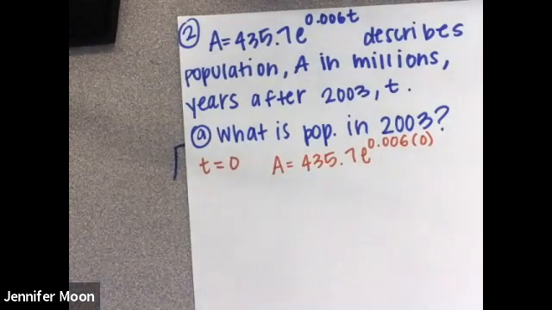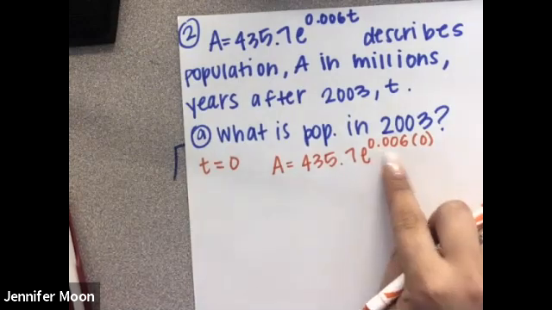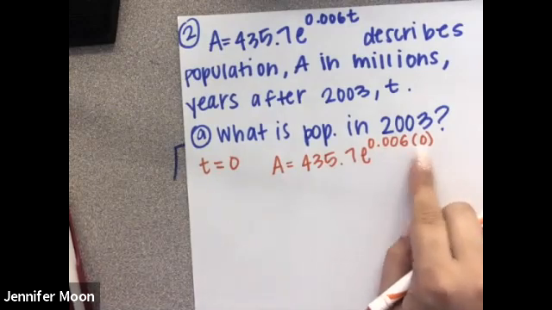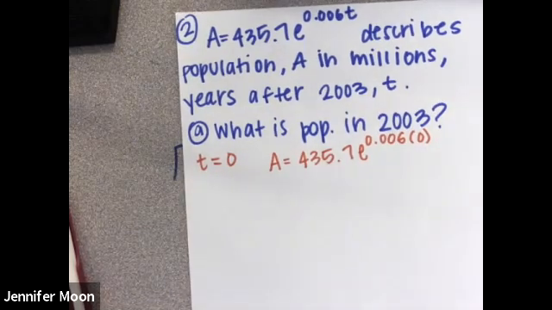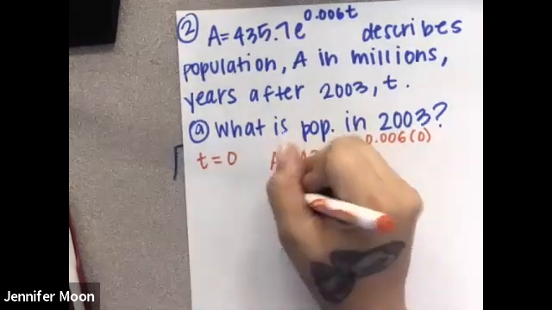Y'all can't see my calculator, so I'm going to have to solve some stuff up here. But I recommend, right, order of operations: let's work within the exponent and evaluate that exponent, and then you could do the multiplication. So right now I'm wanting to know what is 0.006 times 0? It's just 0, right? So I'm going to rewrite the problem with 0 as my exponent.